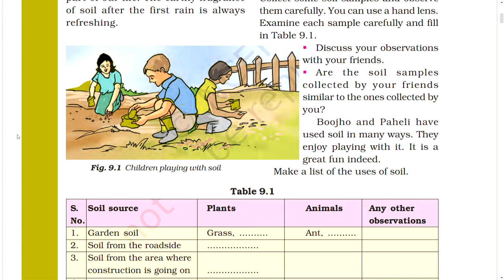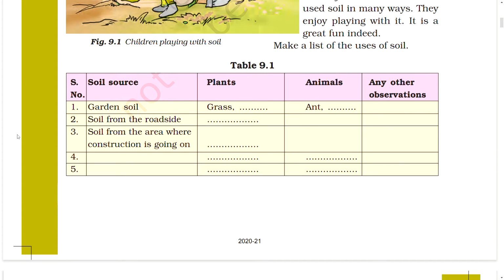Bojo and Paheli have used soil in many ways. They enjoy playing with it. It is great fun indeed. Make a list of the uses of soil. Table: serial number, soil source, plants, animals, any other observation. 1. Garden soil, grass. 2. Soil from the roadside. 3. Soil from the area where construction is going on. 4. 5. Do this and comment on this.